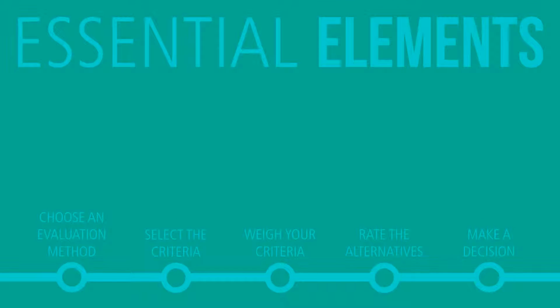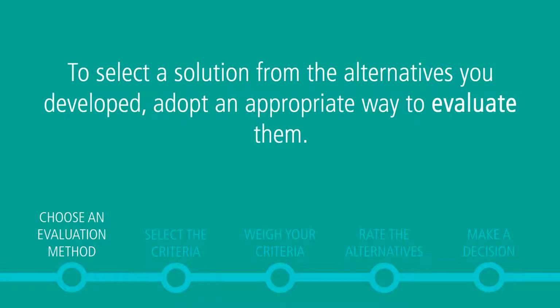Let's take a look at the essential elements of evaluating options. Select a solution from the alternatives you've developed. Adopt an appropriate way to evaluate them. Is the decision small enough that you can choose it intuitively? If not, consider the pros and cons of each alternative and how you can objectively measure them.